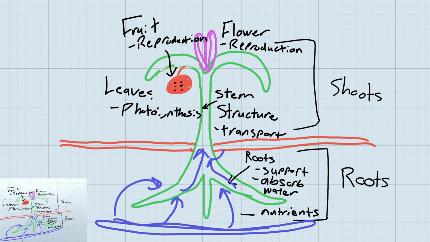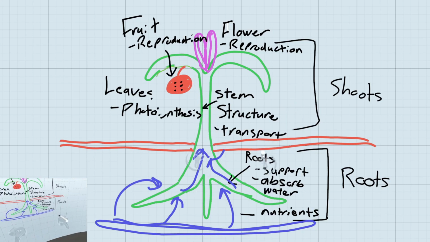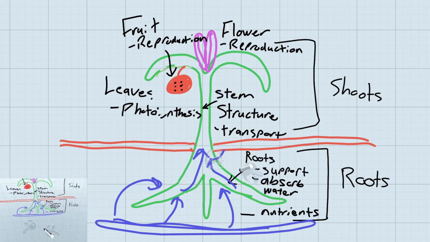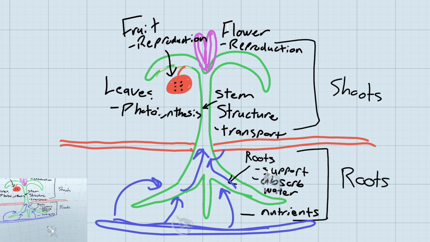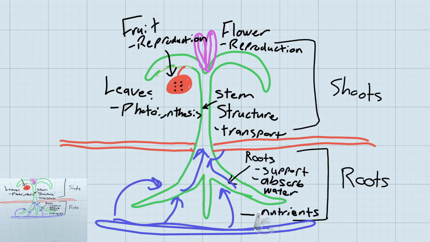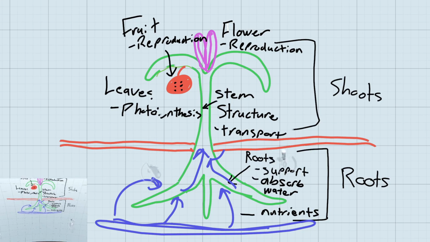So to summarize, we can divide the plant up into the shoots and the roots. The root system provides support by anchoring the plant into the ground. It also absorbs water from the ground and also absorbs nutrients from the surrounding soil.